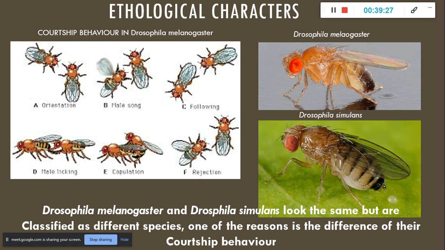Drosophila melanogaster is a separate group. Drosophila simulans is a separate group. But they have got very lot of similarities.